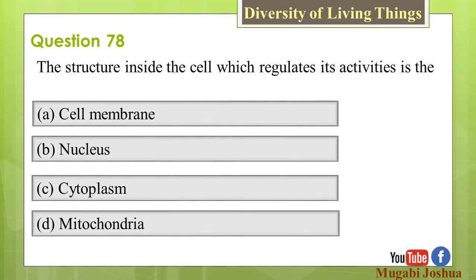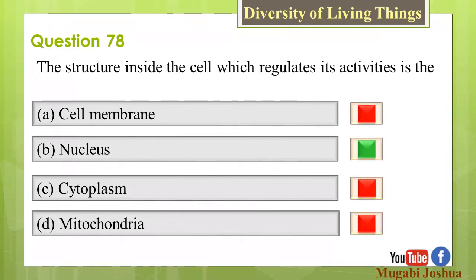Question 78. The structure inside the cell which regulates its activities is the A. Cell membrane. B. Nucleus. C. Cytoplasm. D. Mitochondria. Which one of the following alternatives is the best alternative? The best alternative is B, the nucleus.